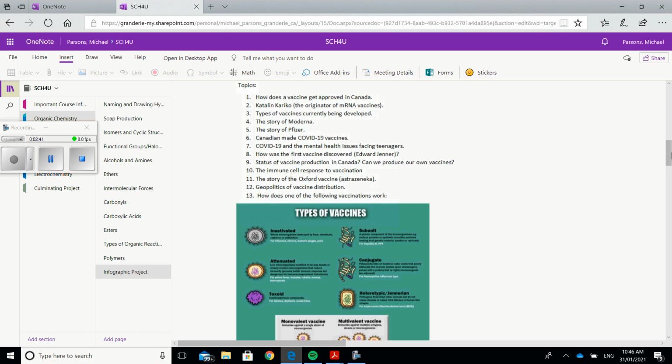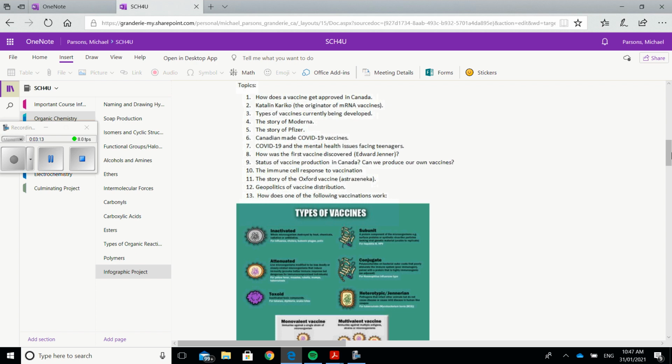Types of vaccines currently being developed. We have dozens of vaccines on the horizon. The story of Moderna, the story of Pfizer, 2 of the big companies right now. Canadian-made COVID-19 vaccines. What are Canadians doing? COVID-19 and the mental health issues facing teenagers. How was the first vaccine discovered? Where did we get this idea of vaccination from? Edward Jenner is a key there, and you want to look up his experiments.